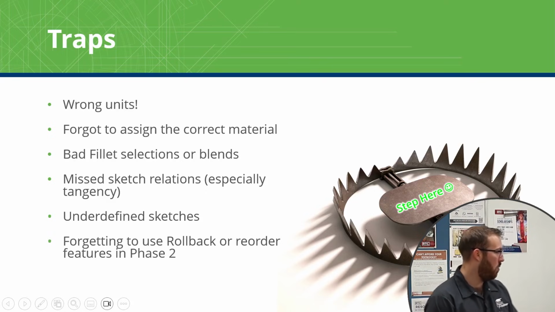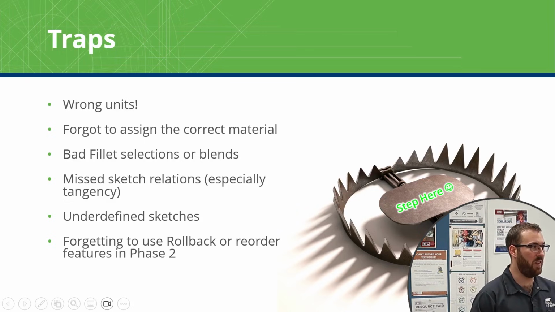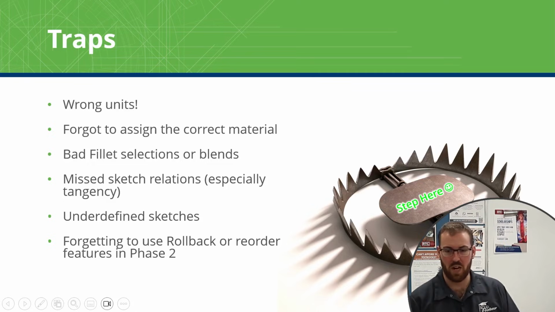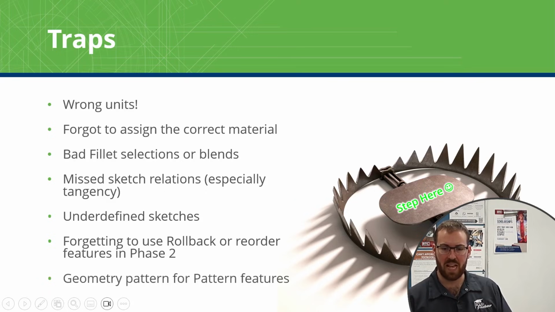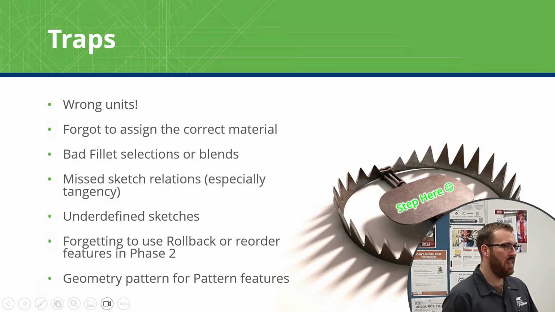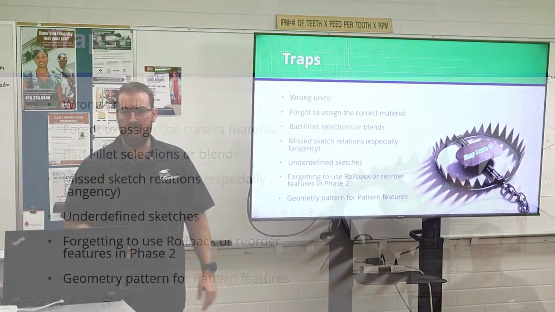And forgetting to use rollback or reordering features in phase 2. The only solution beyond that is to just, I guess, delete everything and then recreate it. Obviously, that's going to be quite a bit slower. The last thing I'll add here is geometry pattern. It's an easy setting to forget. So if you run into a situation with a mirror or a pattern feature that fails, that could be why.